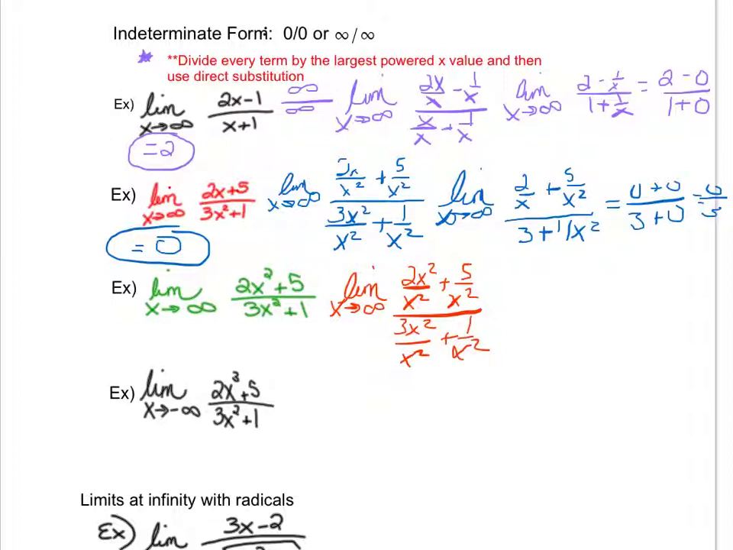Even if you feel like you understand this now, please do make sure that you continue watching because I need you to be able to see how to do limits with radicals and limits with trig functions.